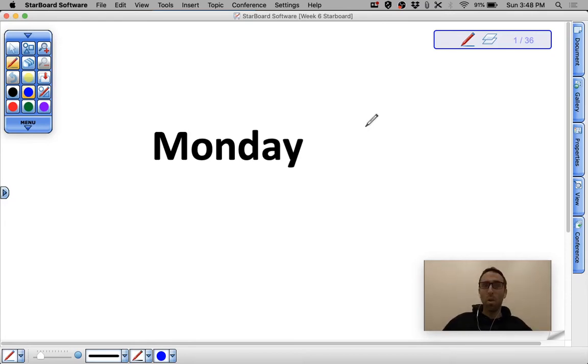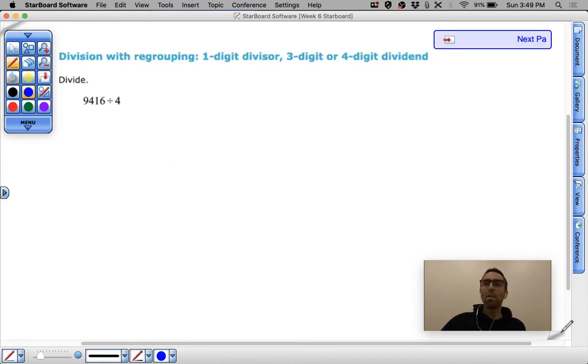All right, so let's get started with today's lesson. It's a long one. There's a lot of division today, but nothing that you guys are not capable of doing. The first problem we are going to have here is division with regrouping, one-digit divisors, three-digit or four-digit dividends, and we're starting with 4 into 9,416. So what we want to do here is rewrite this equation into a much more friendlier format.